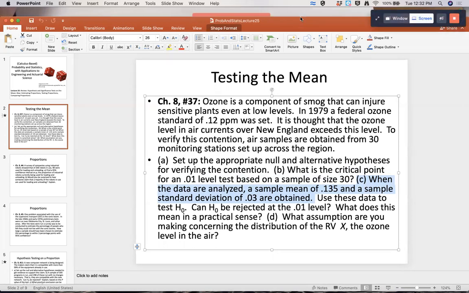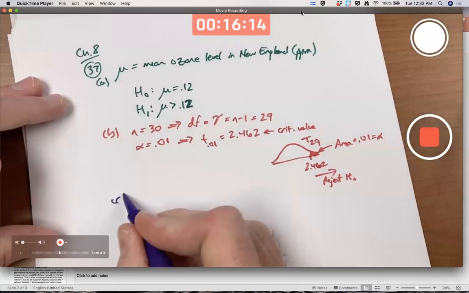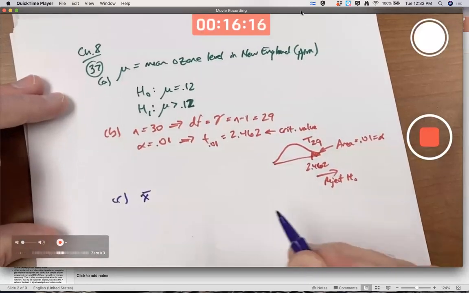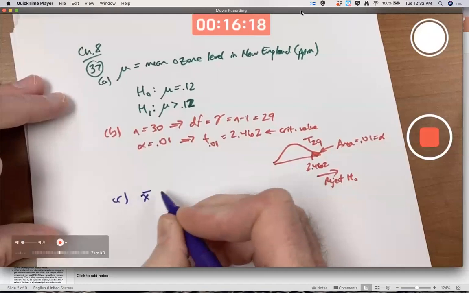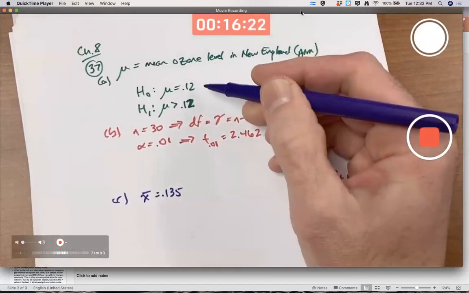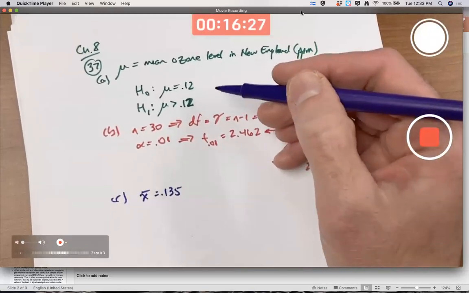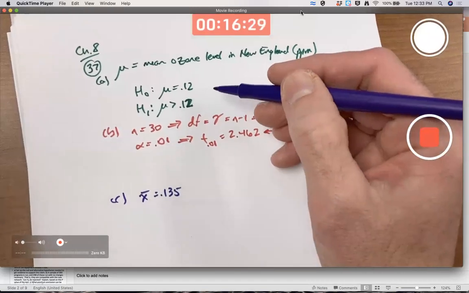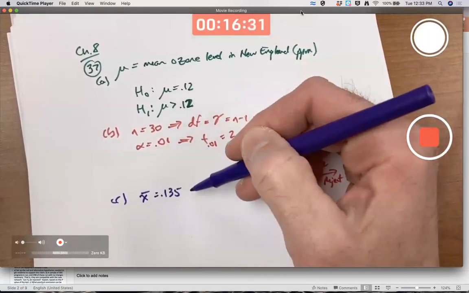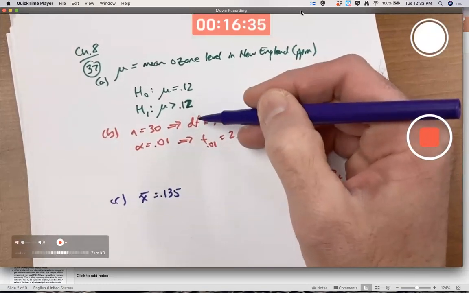Okay, write these numbers down. The observed value of x bar, so I'll make it a lowercase, is 0.135. That is larger than the null value, right? This is what I'm about to say is the crux of the issue here. X bar, the sample mean, is definitely larger than the null value. It seems like we've got some evidence against the null.